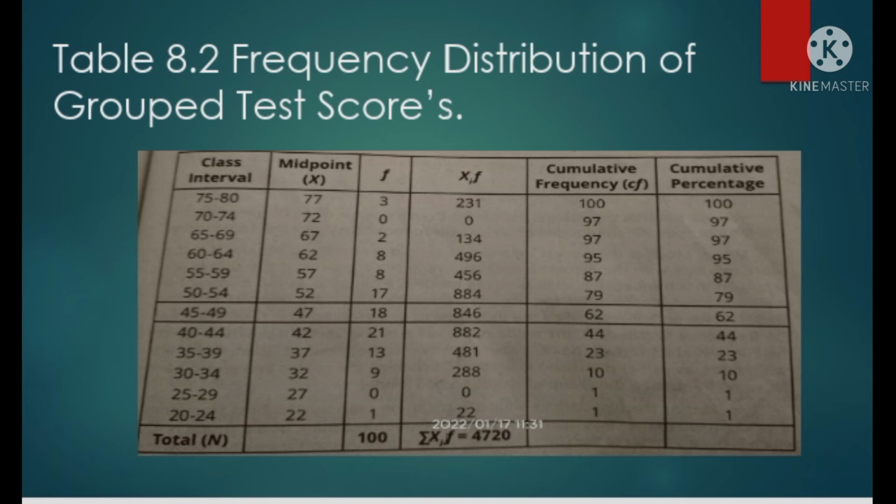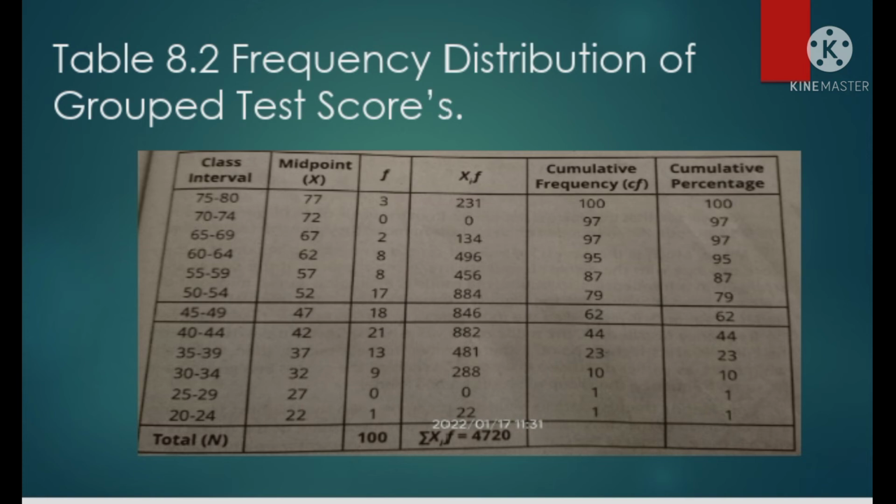This formula will help you to determine the median: median equals the lower limit of the median class plus the size of the class interval. By applying the formula, number 1, you need to compute the cumulative frequency. This is shown in the fifth column of data table 8.2. Number 2, determine n over 2, which is half of the number of scores or examinees. Number 3, find the class interval of the 50th score.